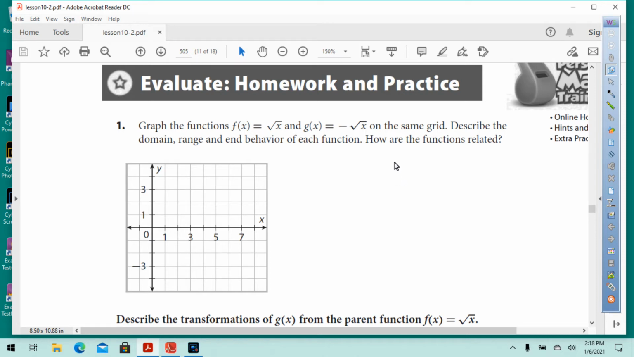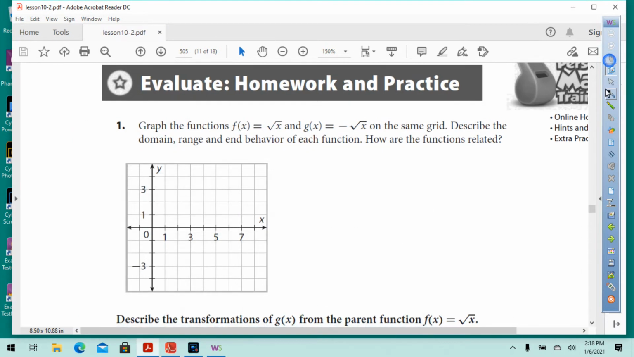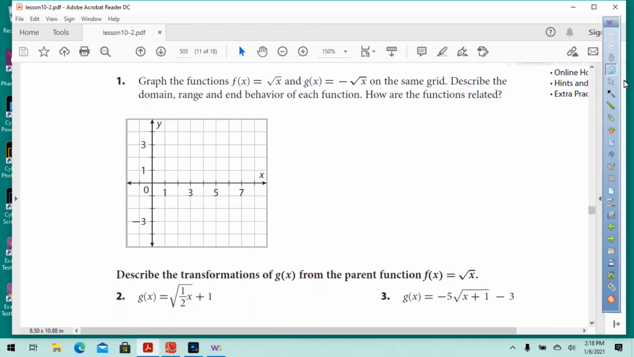Algebra 2, Lesson 10-2, page 505. So number 1, it says graph the function f of x equals the square root of x and g of x equals negative the square root of x on the same grid. Describe the domain, range, and end behavior of each function. All right, so let's see here. I'm going to scoot it up a little bit.